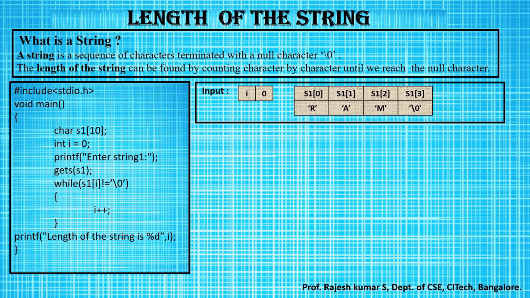RAM is the string. Now, if I want to know the length of this particular string, I will count 1, 2, 3. That is, R is one character, A is one character, M is one character. So the length of this particular string will be 3. You should not count the null character. The null character just indicates the end of the string. So the length of the string is 3.